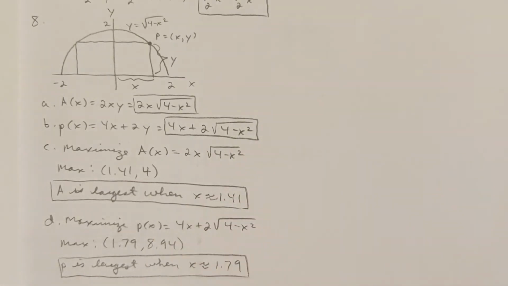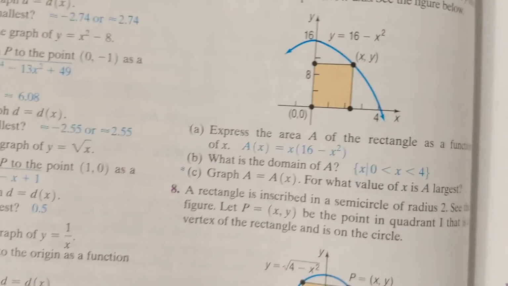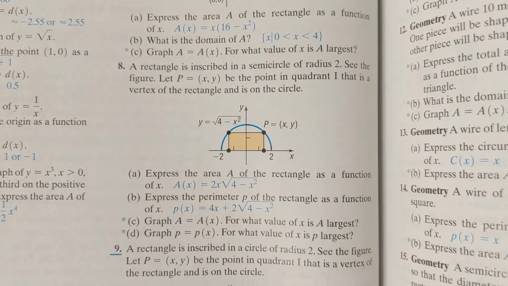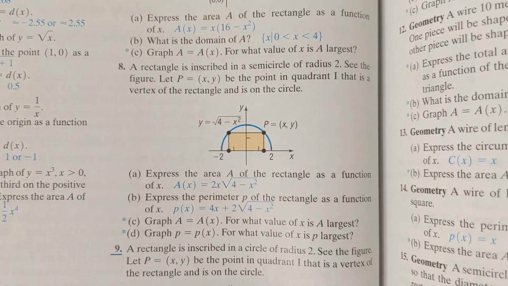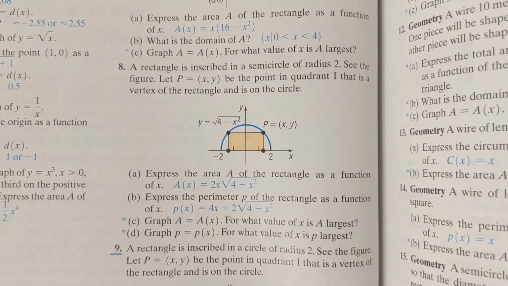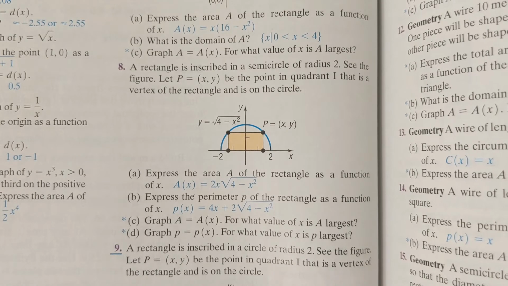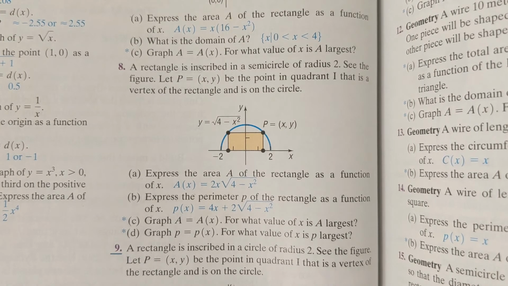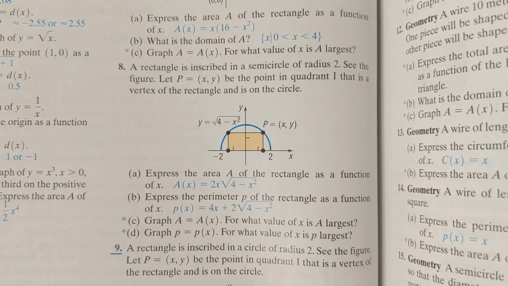Okay, problem 8. We'll do problem 8 here, and then I think we'll call it good. A rectangle is inscribed in a semicircle of radius 2. See the figure. Let P be a point x, y in quadrant 1 that is a vertex of the rectangle and is on the circle. Okay, so part A, express the area A of the rectangle as a function of x.